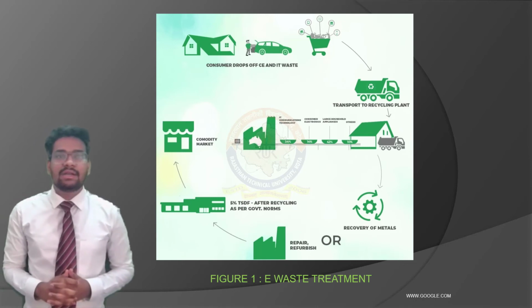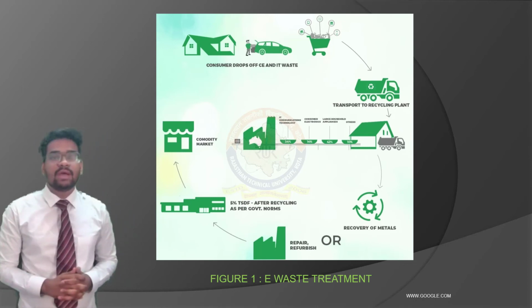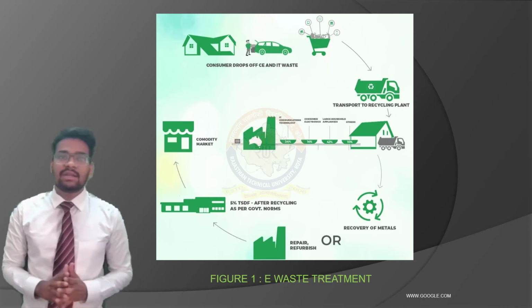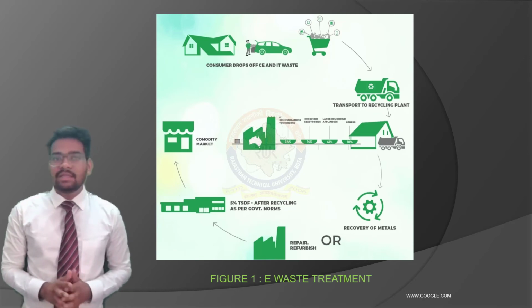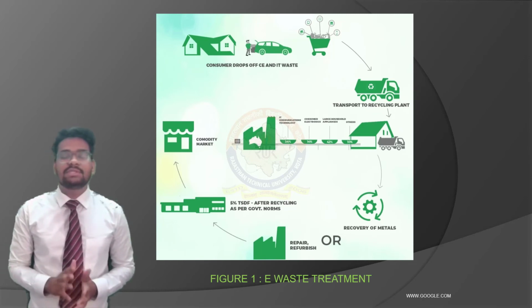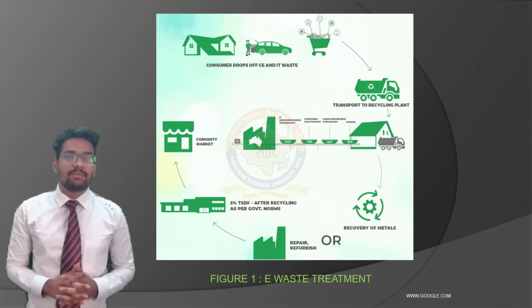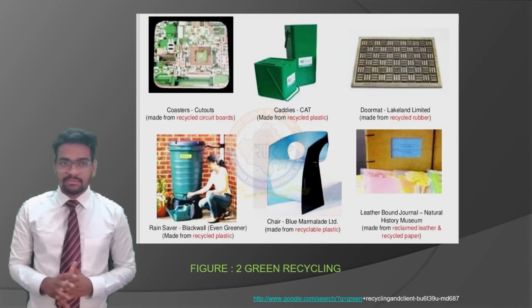Now you can see a diagram of e-waste treatment. In first step, the consumer drops off CE and IT waste, and then this e-waste is collected and transported to a recycling plant for recovery of metals and parts. Then it's sent to a TSDF, which is a treatment, storage and disposal facility as per government norms. Then it can be delivered to the commodity market for sale.